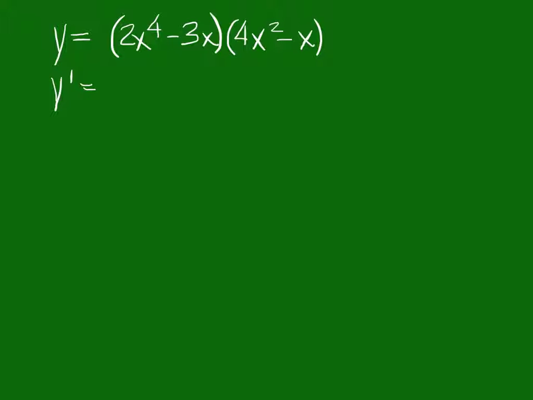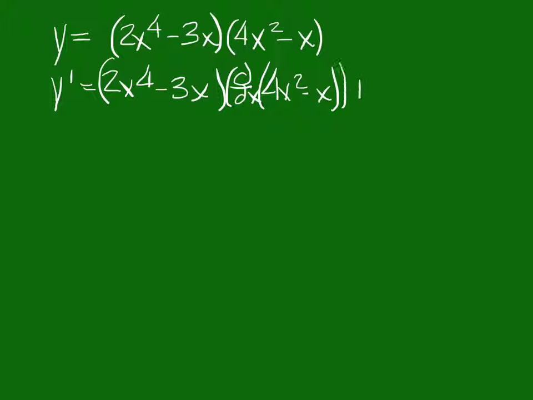Try this one and drop it off up here at the desk. For your solution here, you're going to start with 2x to the fourth minus 3x, at least I am, and then multiply it by the derivative of 4x squared minus x. And now add to that the reverse of the process. We'll have 4x squared minus x, and then times the derivative of 2x to the fourth minus 3x.